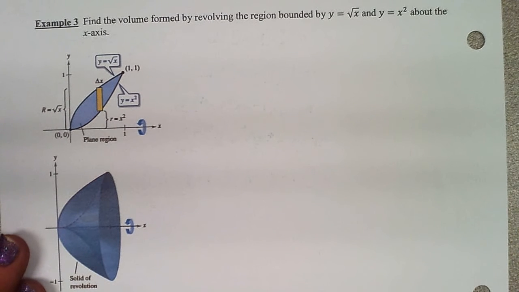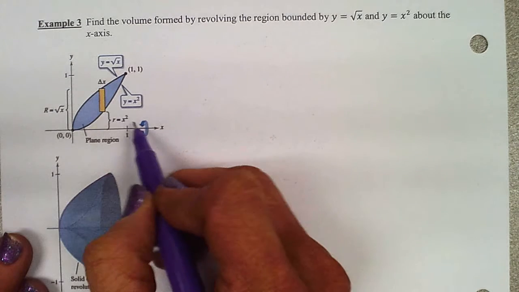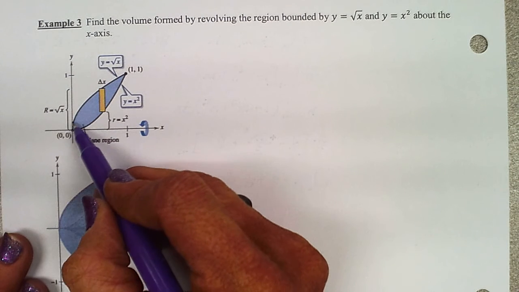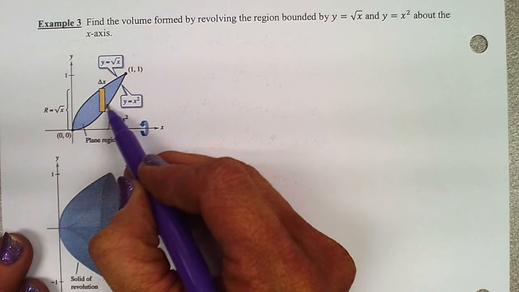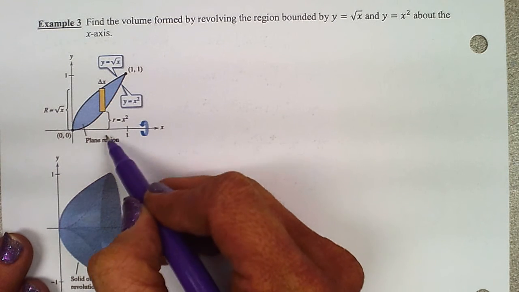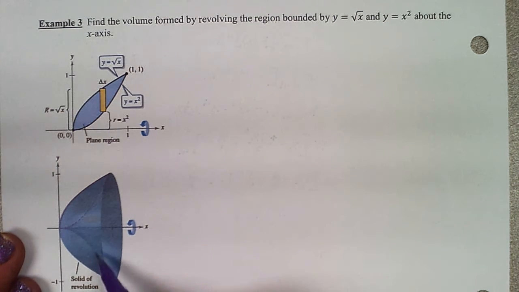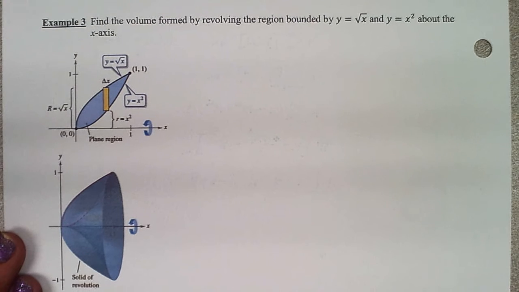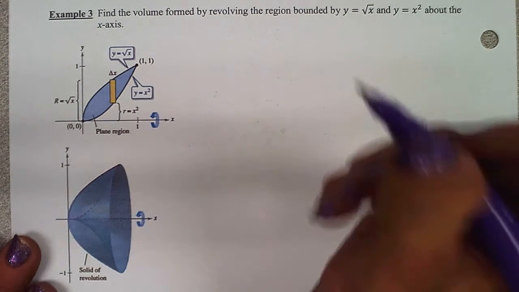Example 3 says to find the volume formed by revolving the region bounded by y equals the square root of x and y equals x squared about the x-axis. So you can see here, if I took this y equals the square root of x and this y equals x squared, and I rotated it around the x-axis, it's going to create a shape that actually has this piece cut out on the inside. So because there's that inside piece cut out, I'm going to have to do this with the washer method.